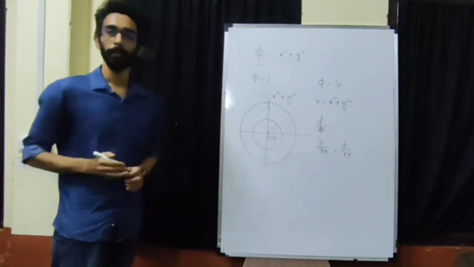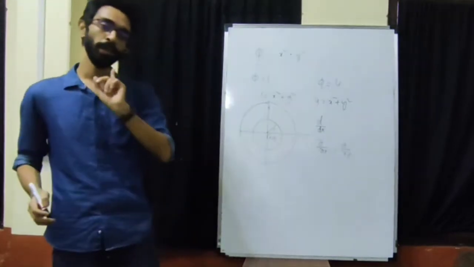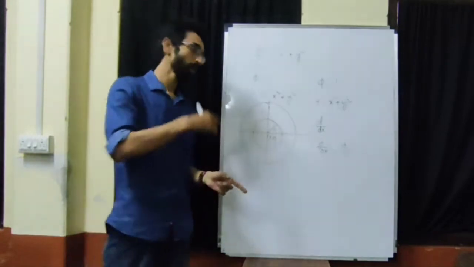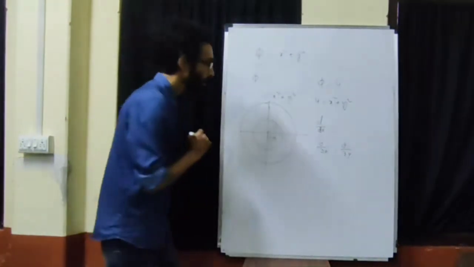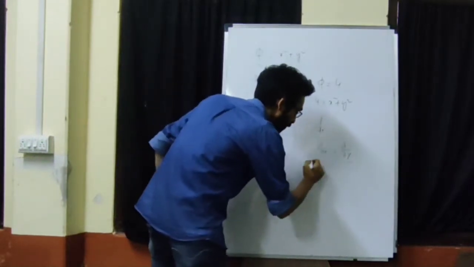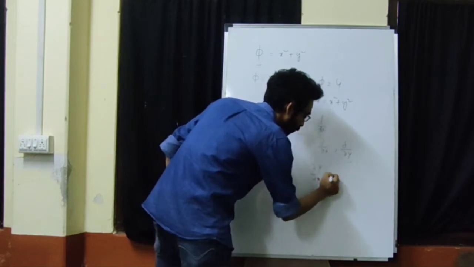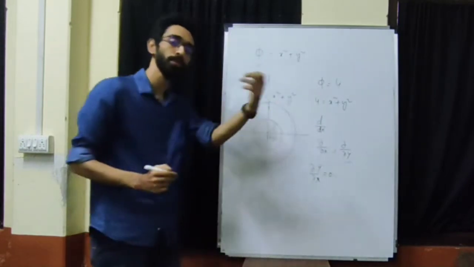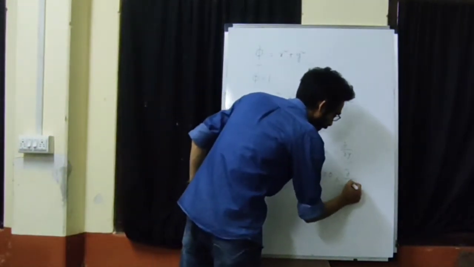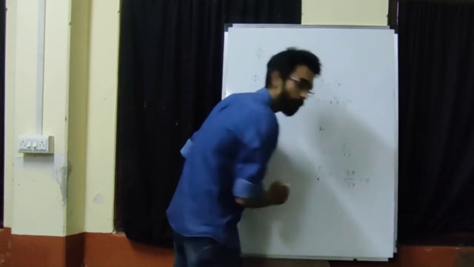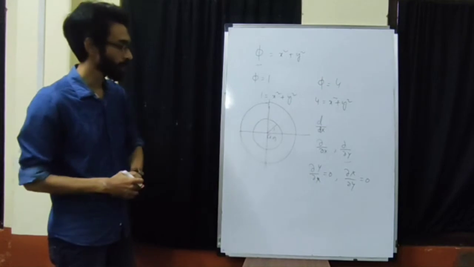My demand is that I want to define the derivative in such a way that whenever I take the derivative with respect to x, I'll keep y constant, and whenever I take the derivative with respect to y, I'll keep x constant. So what I'm saying is that del x of y is 0, because y is a constant and the derivative of a constant is 0. Similarly, del y of x is 0.